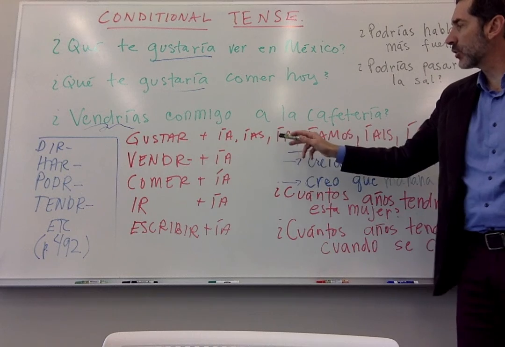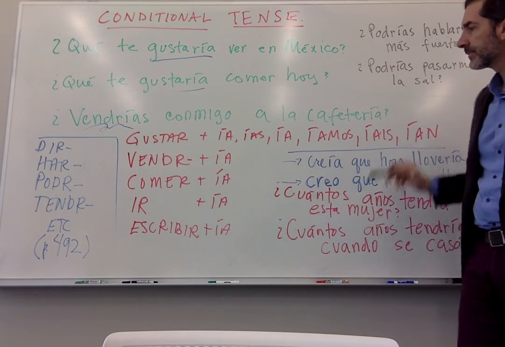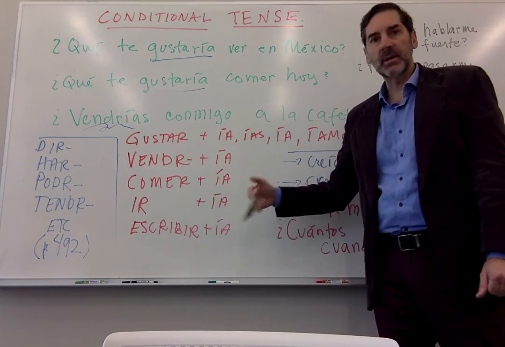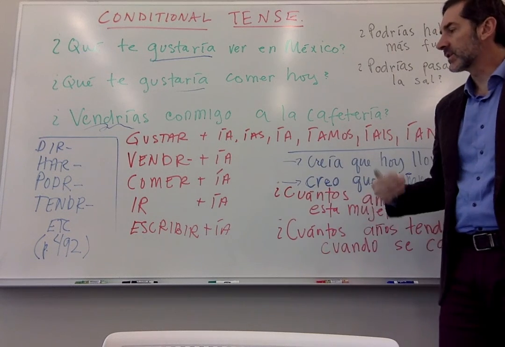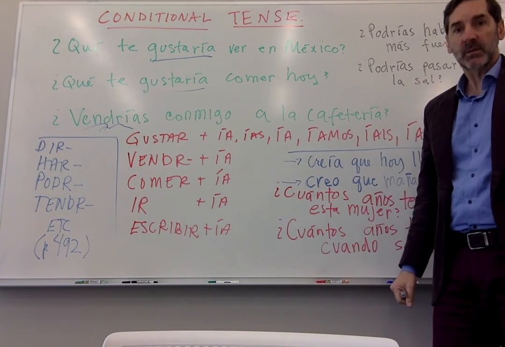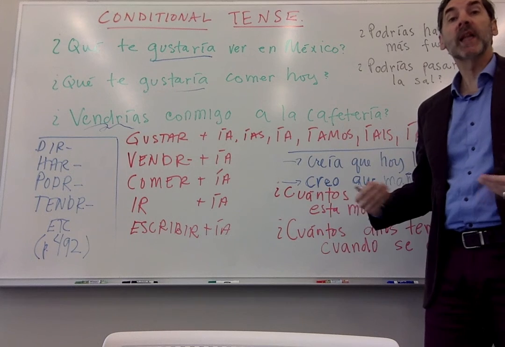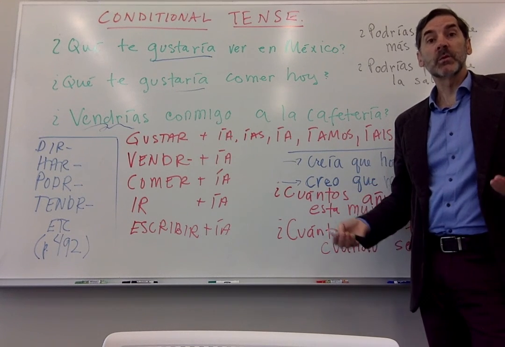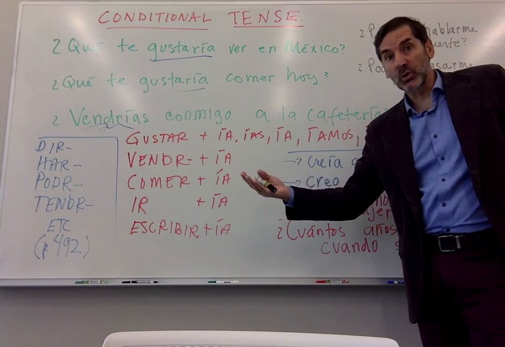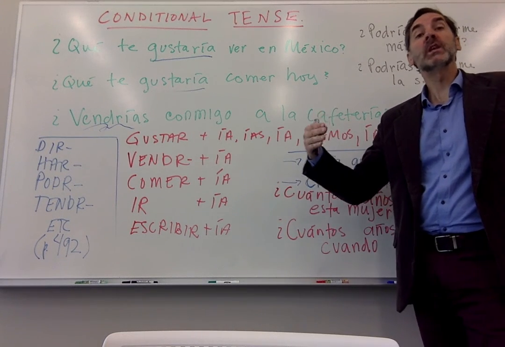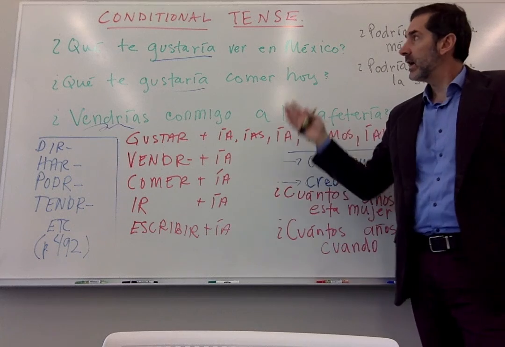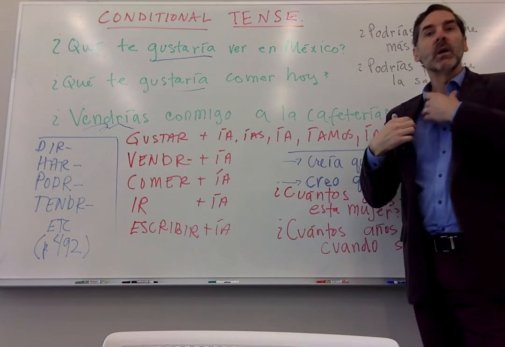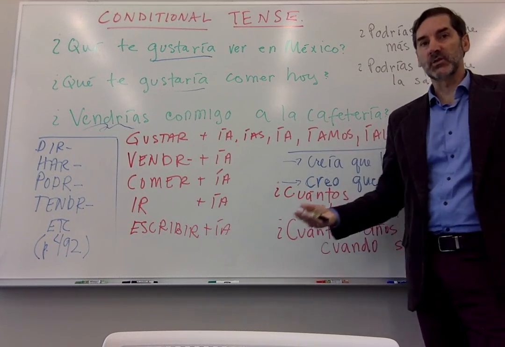Comería, comerías, comería, comeríamos, comeríais, comerían. Escribiría, escribirías, escribiría, etc. And what we're saying is what you would do or would like to do in certain situations. With the future tense, we were saying, what will you do? What will she do? What will we do? Here we're saying, what would I do? What would we do? Etc.